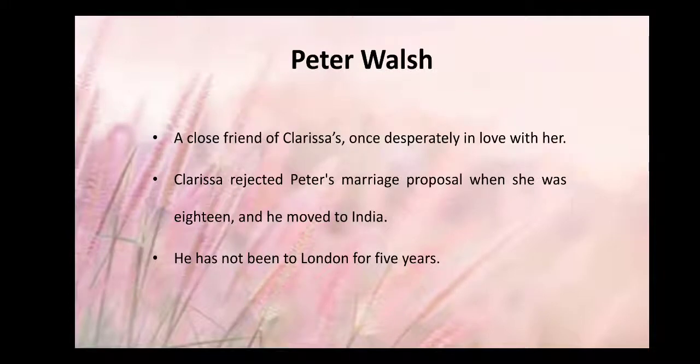Then we have another important character, Peter Walsh. Now, he is a close friend of Clarissa, once desperately in love with her. And Clarissa rejected Peter's marriage proposal when she was 18, and he moved to India. Now he has not been to London for 5 years. Now, what kind of a person do we find in Peter Walsh?